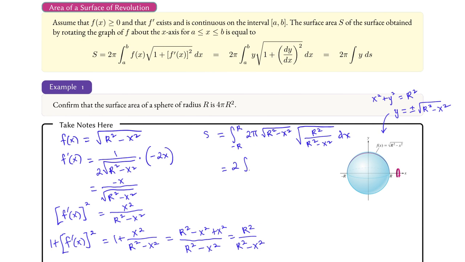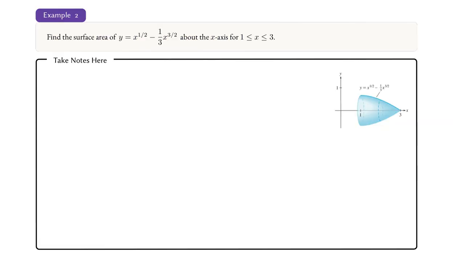Simplifying this, we have 2 times the integral from 0 to r, 2 pi r times dx by symmetry. This is 4 pi r, the integral from 0 to r dx. This is 4 pi r times x evaluated from 0 to r, or simply 4 pi r squared. This is the surface area of a sphere of radius r.